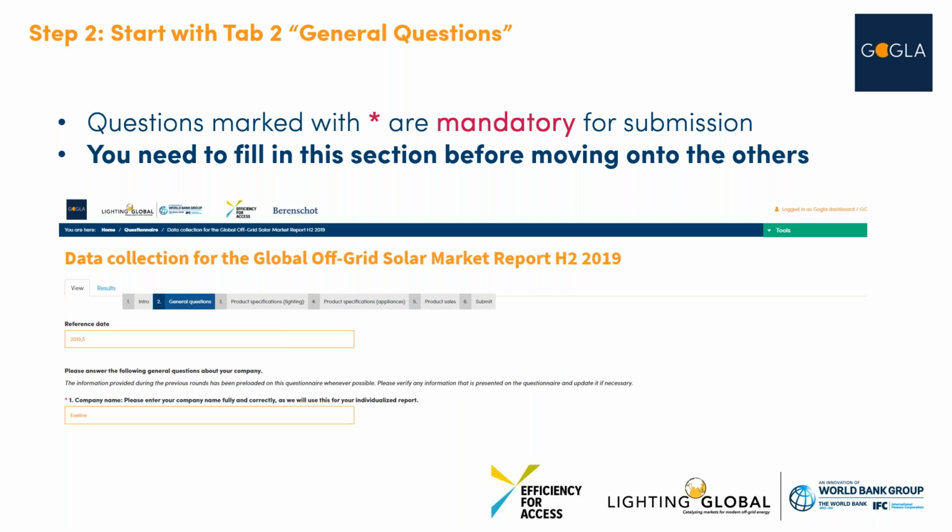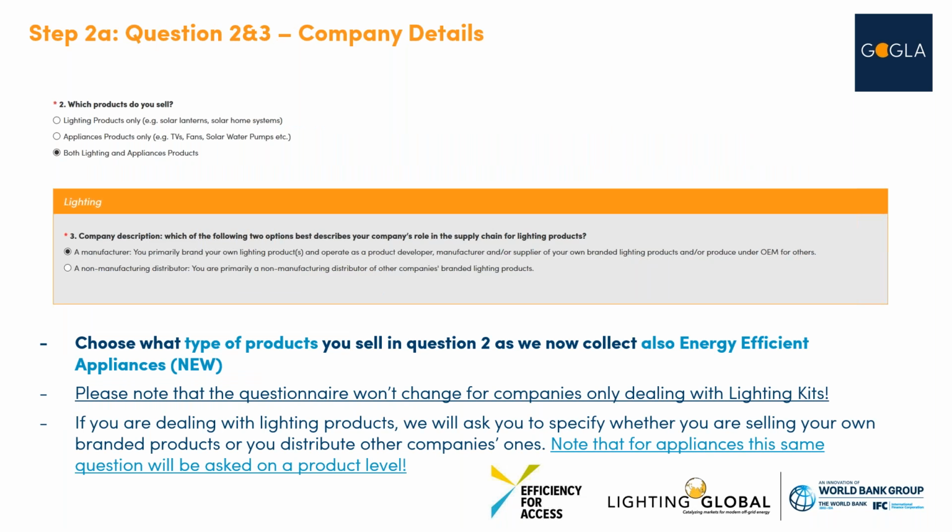Then on company details, this is basically what will appear when you scroll down on that same page. This is still the general tab. Here it's important that you select carefully if you sell lighting products, if you sell appliances, or if you sell both. For the sake of having both represented in this webinar, I'm choosing both, and we will go through both steps.